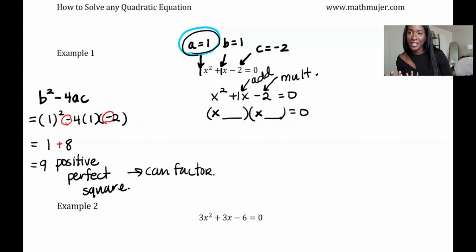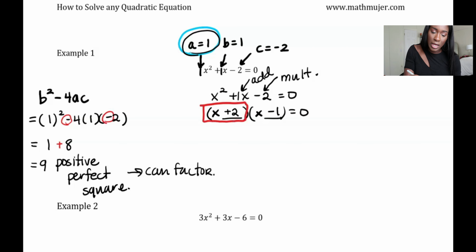It's kind of corny, but sometimes I tell my students multiply to see new things and add up to be great. I don't know, it helps them remember it, so maybe it'll help you. Okay, so two numbers that multiply to -2 and add up to +1 are +2 and -1. They multiply to -2 and they add up to 1. So I have my two factors. I have my red and my orange box that I want to multiply to be equal to 0.